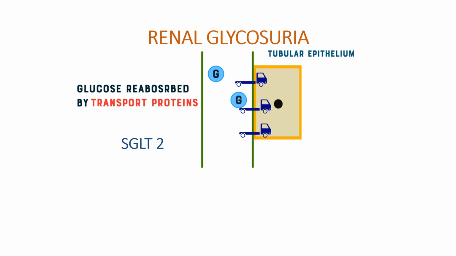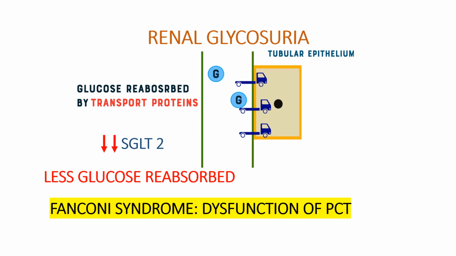But there are some people who have decreased SGLT2. Think about what happens as a result. If you have decreased SGLT2, the glucose molecules cannot be reabsorbed anymore, and despite having fewer glucose molecules filtered, they come into the urine. A very good example of this is a syndrome called Fanconi syndrome, when there is dysfunction of the PCT. In people who have Fanconi syndrome, the PCT, the proximal convoluted tubule, is not working. It has a lot of functions, not only glucose, it also reabsorbs amino acids, etc. And all these things show up in the urine, and this is called Fanconi syndrome.